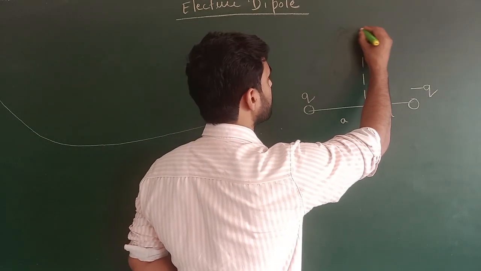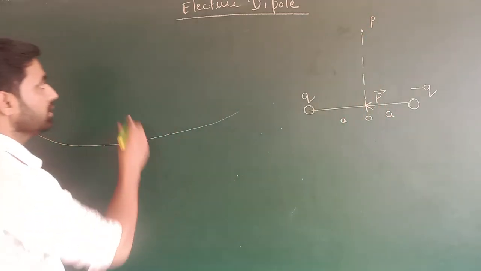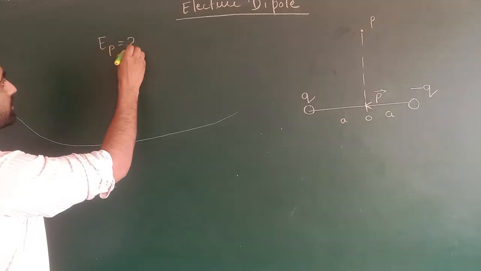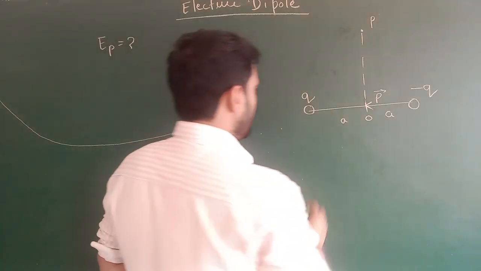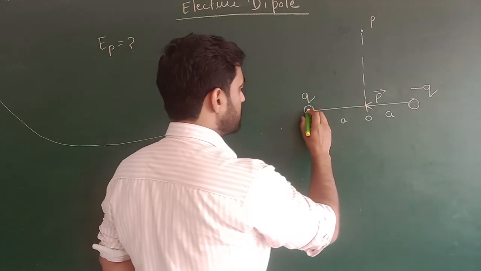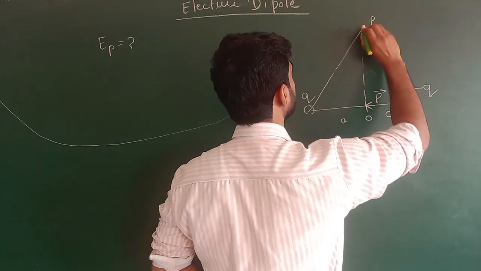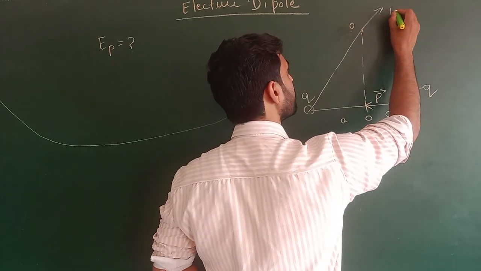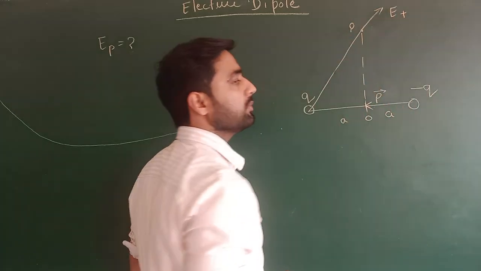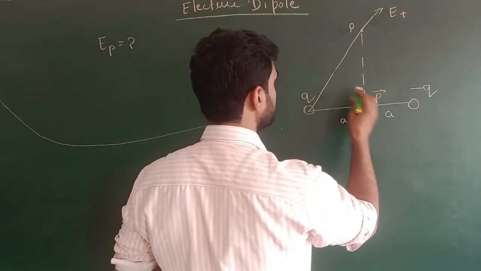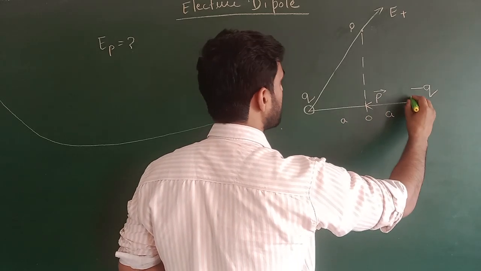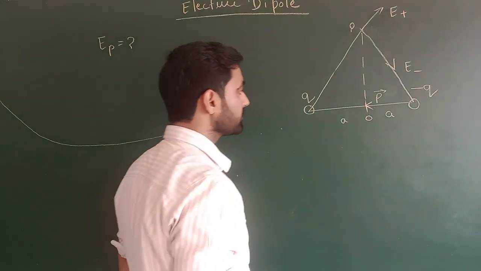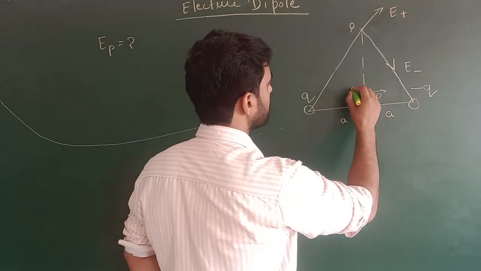Let a point P. Our task is to calculate the electric field at point P. This is our target. So due to this plus Q charge, electric field will be outward. That I am writing E plus. And due to minus charge, electric field will be inward. That I am writing E minus. Let the distance between O and P be r.